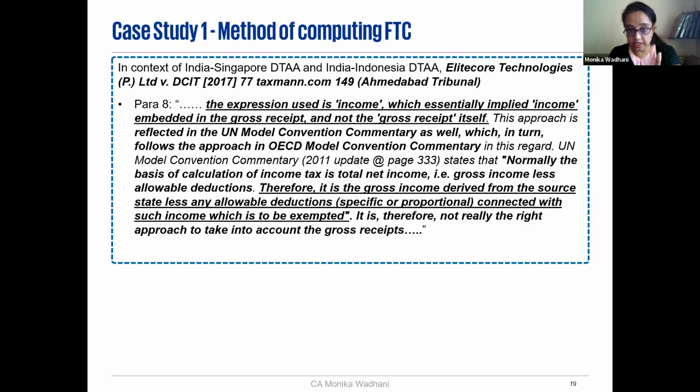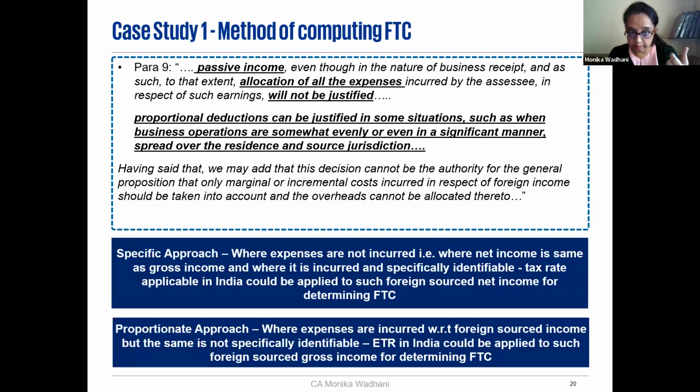It is therefore not really the right approach that you have to consider the gross receipts. So what the Ahmedabad Tribunal has said is that in the facts of this particular case, wherein there was additional sale of licenses, additional copies of licenses which were sold, or say there could be certain retention money, in the sense that you have made sales in year 1 and say 85% of consideration was paid to you in year 1, but say 15% of consideration was paid to you in year 2.